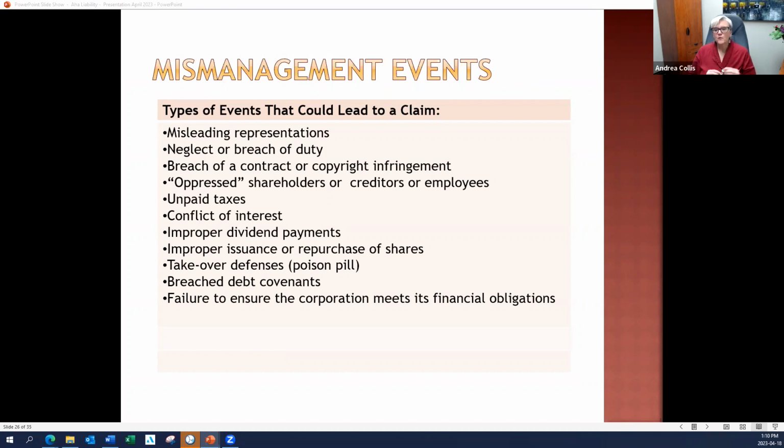A lot of times it's about misleading representation or neglect, breach of your duties. And the government can still come after you personally for unpaid taxes. There can be shareholder disagreements, conflict of interest allegations, breach of debt covenants, and failure, right? If you have shareholders and you fail to meet your financial obligations, there are ways for those kinds of allegations to come as well. But nothing speaks louder than words in this case, or than claims. And in this case, I've chosen 4 claims to show you some different examples.